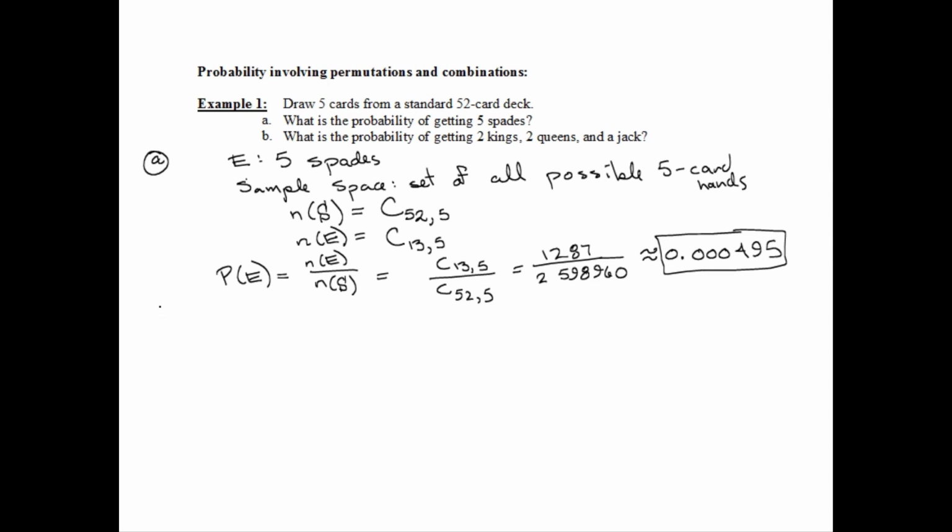Now let's determine the probability of getting 2 kings, 2 queens, and a jack. Our sample space is the same as before. And so the number in the sample space then will be combination 52, 5. In other words, our sample space will be all the possible 5-card hands. How many are in our event?